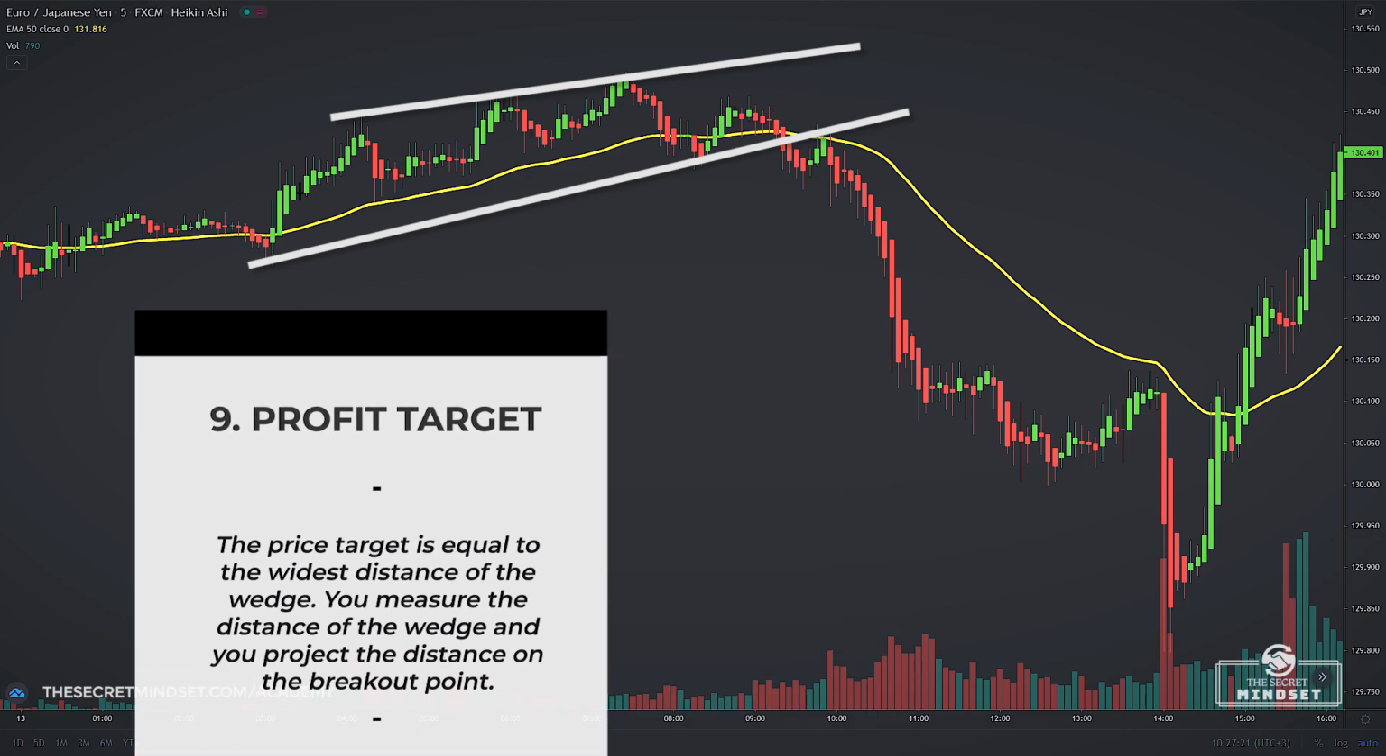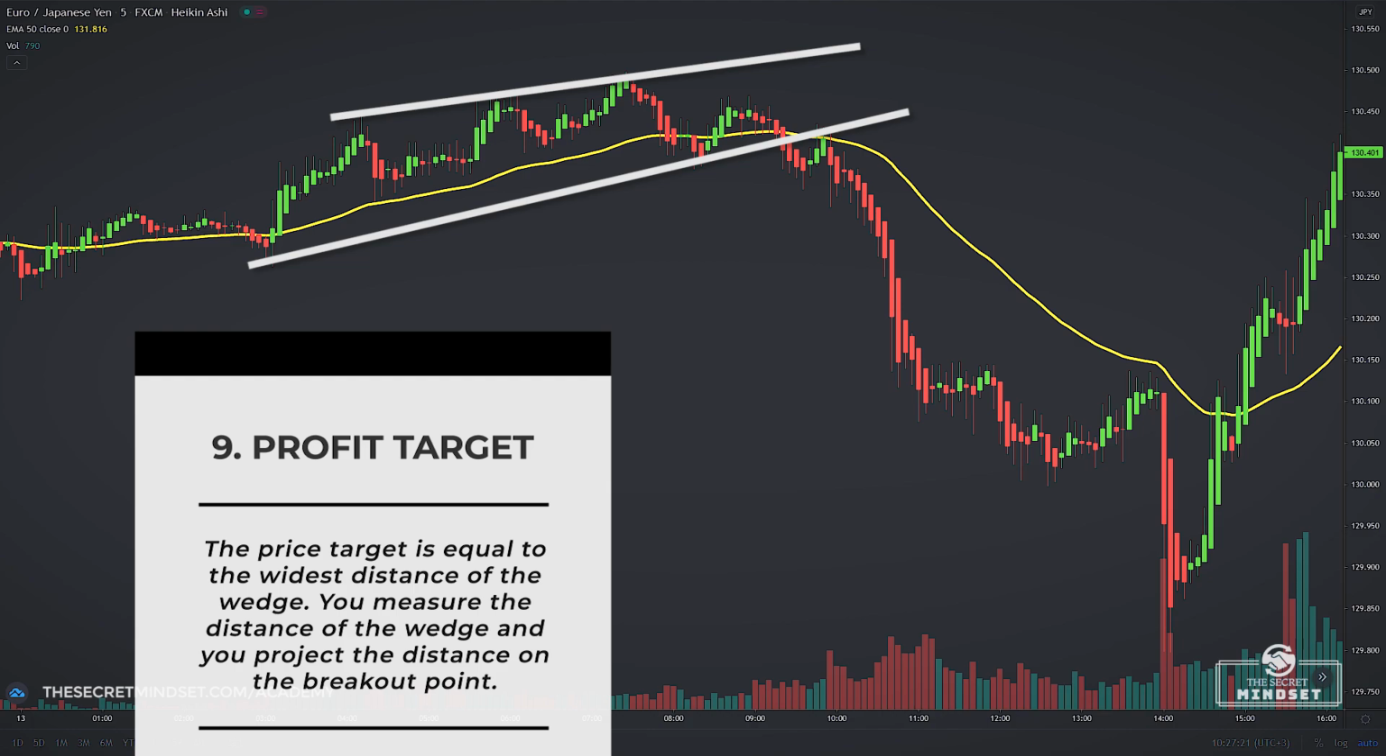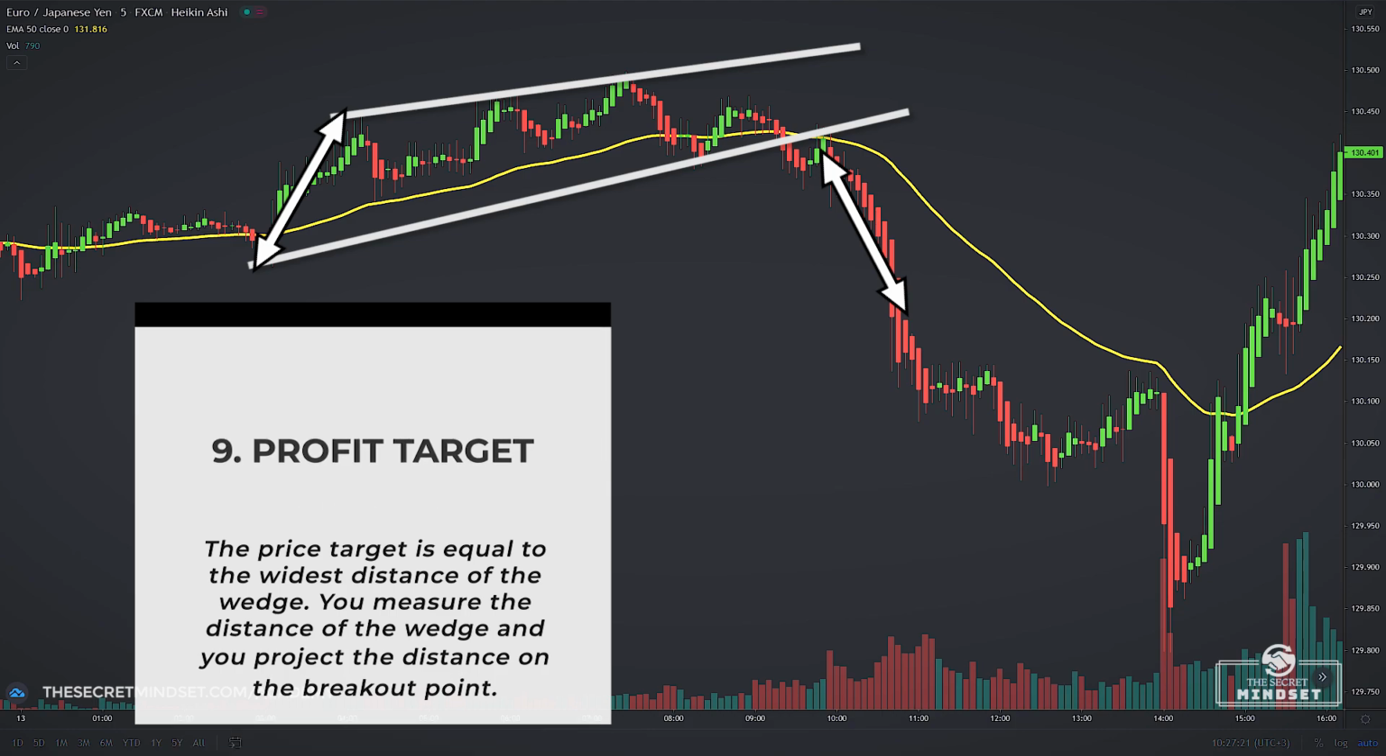Number 9. Profit target. Usually, you should aim to have a risk-reward ratio of 2 or more. Rising wedges are said to have a price target that's equal to the widest distance of the wedge. You measure the distance of the wedge and you project the distance on the breakout point.